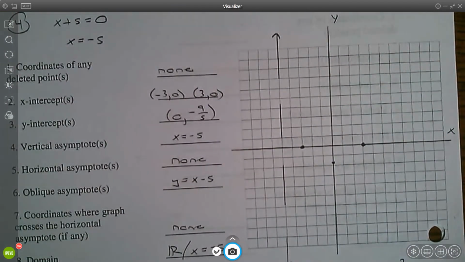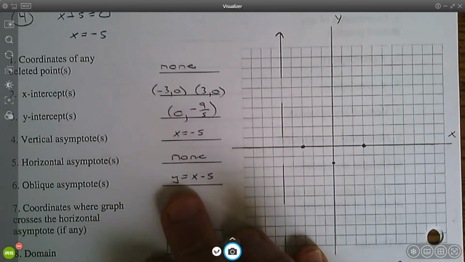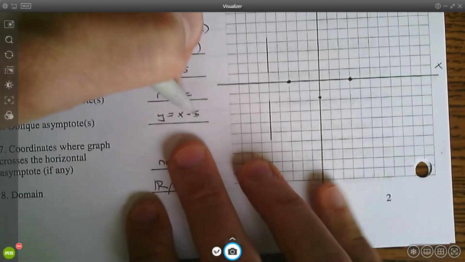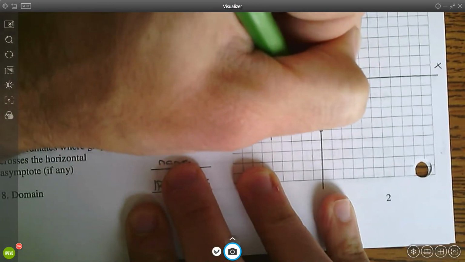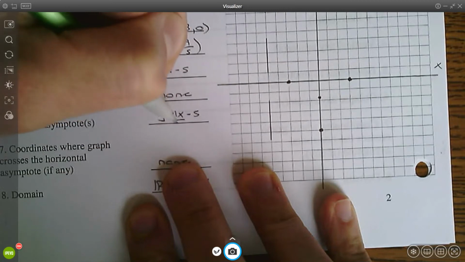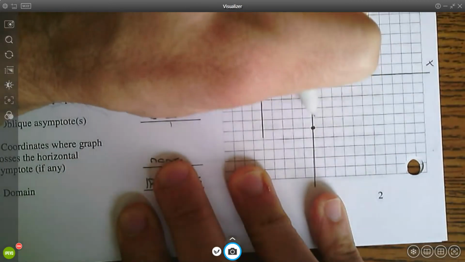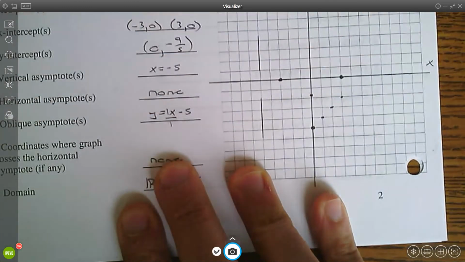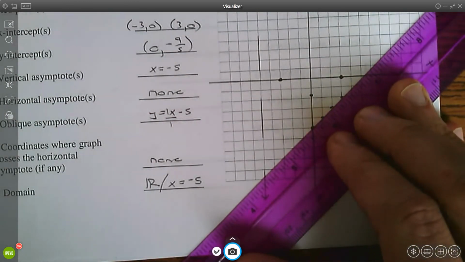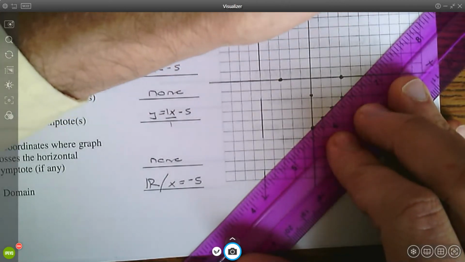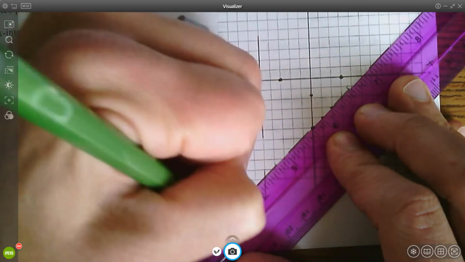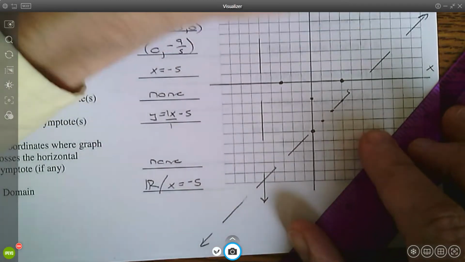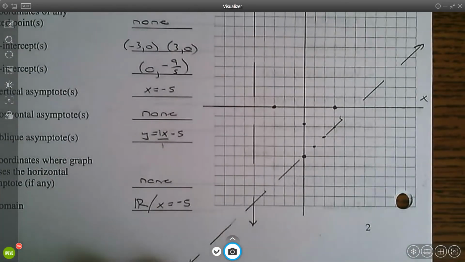And there's a slant asymptote at y equals x minus 5. So the y-intercept here is negative 5. So I'm going to go down to negative 5 on the y-axis. The slope is positive 1 divided by 1. So I'm going to go up 1 to the right 1, up 1 to the right 1 a few times. And I'm going to graph this slant asymptote. Okay, so that's what the graph looks like so far.